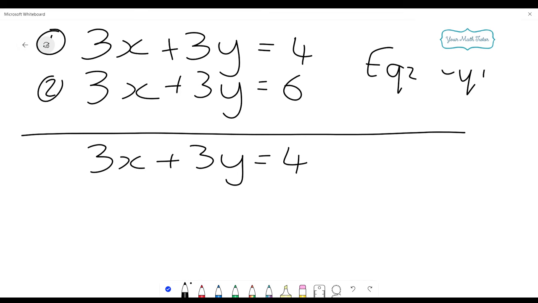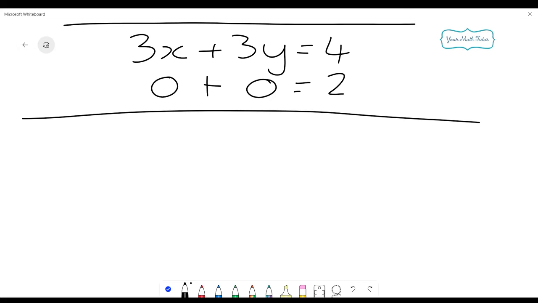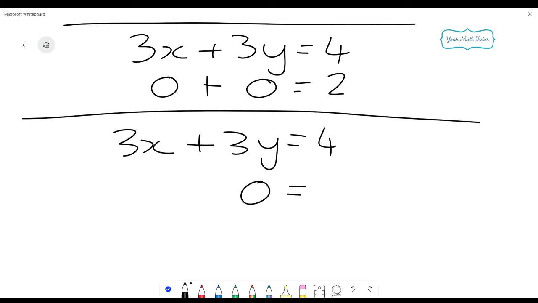And then we will say 3x minus 3x gives us 0. And then 3y minus 3y will give us 0 there as well, equal to 6 minus 4, giving us 2. Right? A system that looks like 3x plus 3y equal to 4, and then 0 equal to 2. This system is contradictory because 0 cannot be equal to 2.